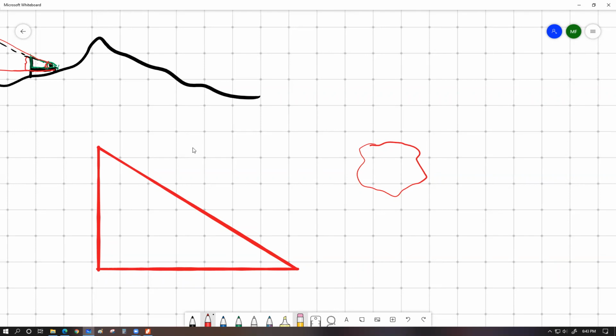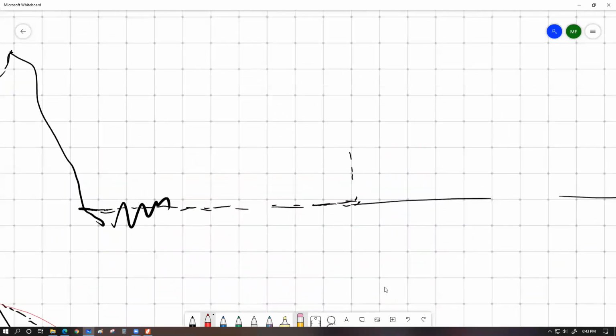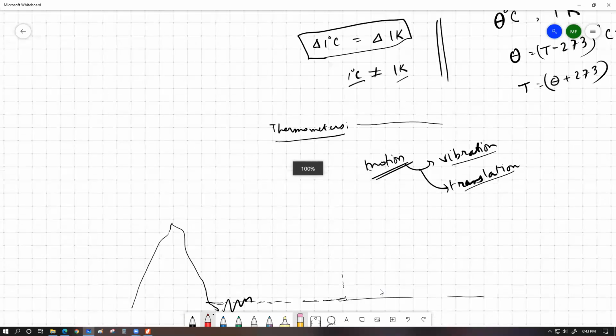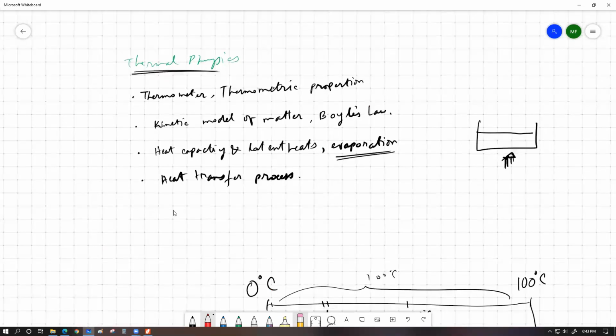These properties of substances are called thermometric properties. The word is like this. Thermometric properties, I was writing above. Here is the spelling: thermometric properties. Thermometric properties are those things.